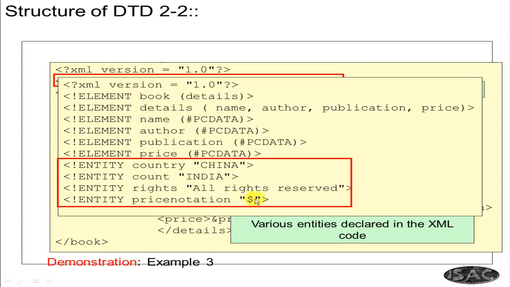So basically what it says is that there are a few elements whose values are already defined, and they are called entities. So either you can use an entity or you can use an element. Here we have declared a few entities which can be used as variables, and for book details, it means that inside the book tag you must put details, and inside the details tag only these things are allowed.